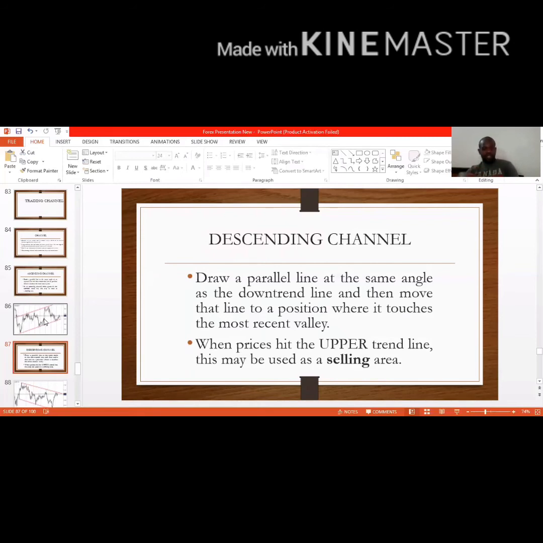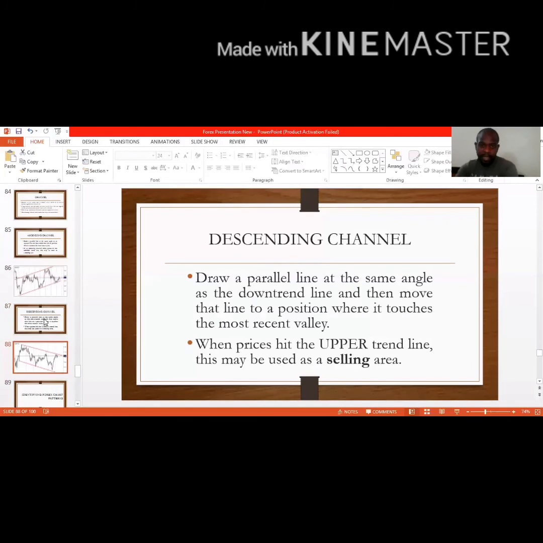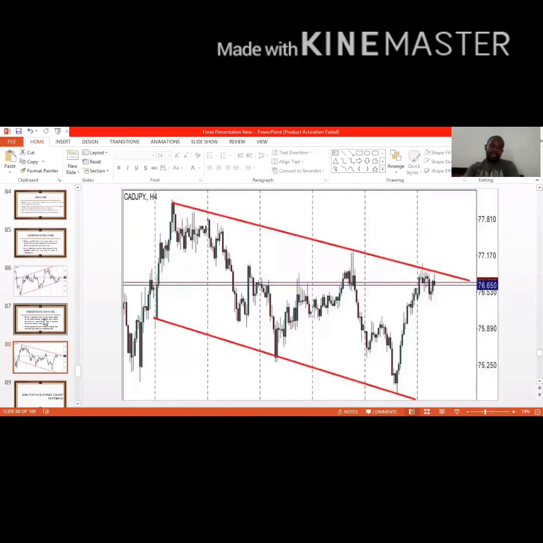Remember, it's a downtrend, it's a descending channel. Look for opportunity to sell. Do not try and fight the market. Do not try to buy in this instance, except if you see a scenario where the channel has been broken and then it retests that trend line, and then you can go. So let's see an example of what a descending channel looks like.